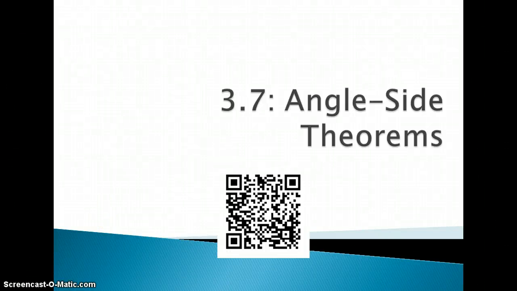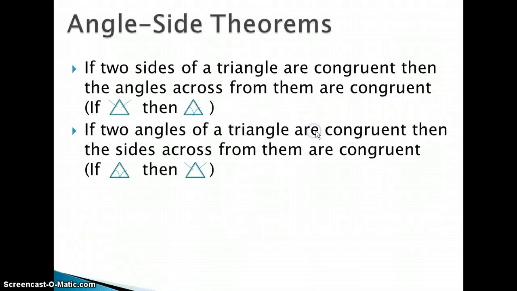Welcome to section 3.7 entitled Angle-Side Theorems, where today we look at a relationship between the angles and the sides of an isosceles triangle. Our two theorems are this. First one says if two sides of a triangle are congruent, then the angles across from them are congruent.